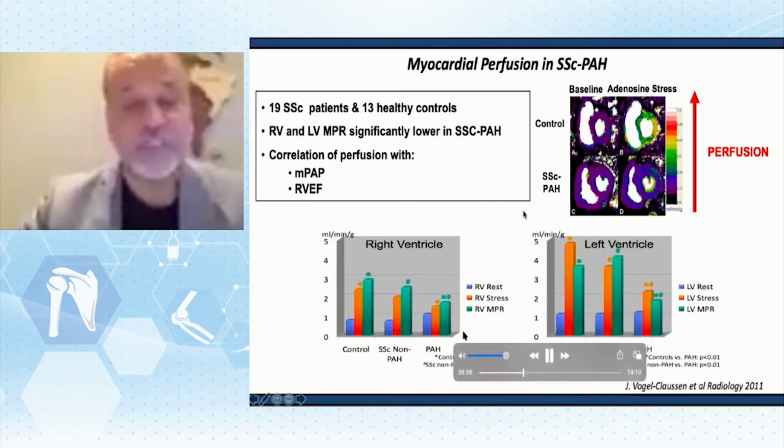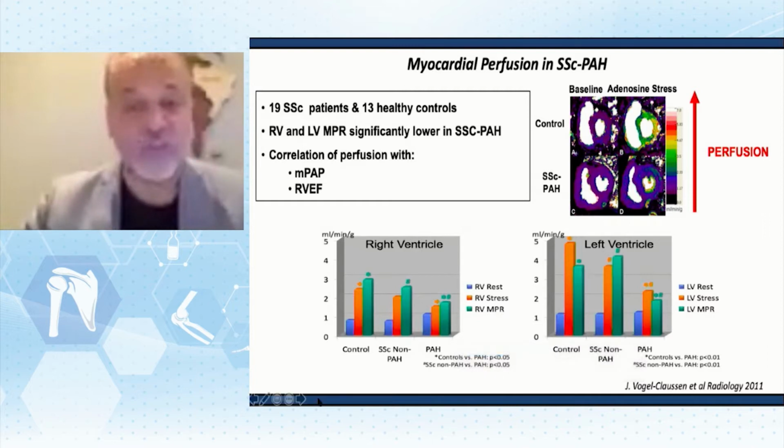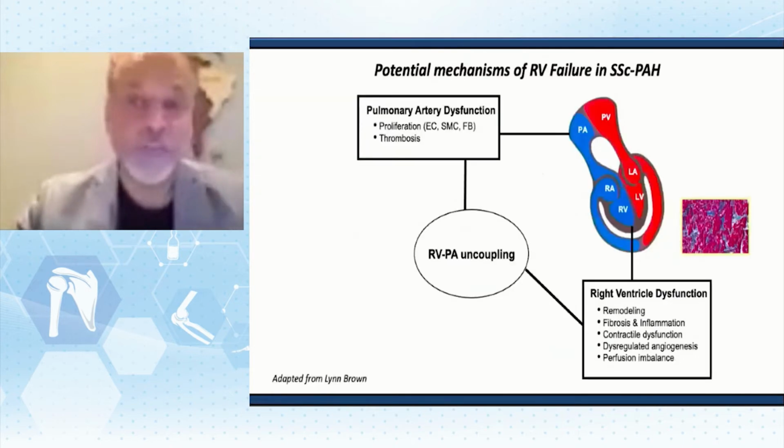And again, looking at the different perfusion to the right heart and the left heart in those patients who have scleroderma without PH or scleroderma with PH, you can see that the cardiac perfusion is significantly blunted in patients who have scleroderma PH.